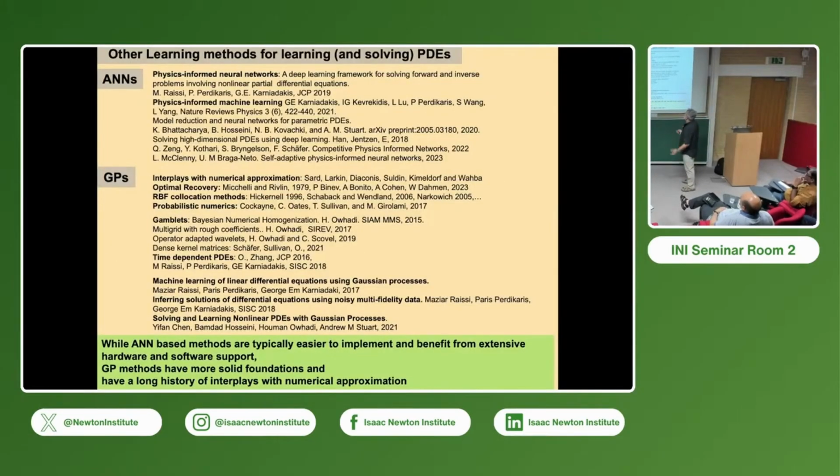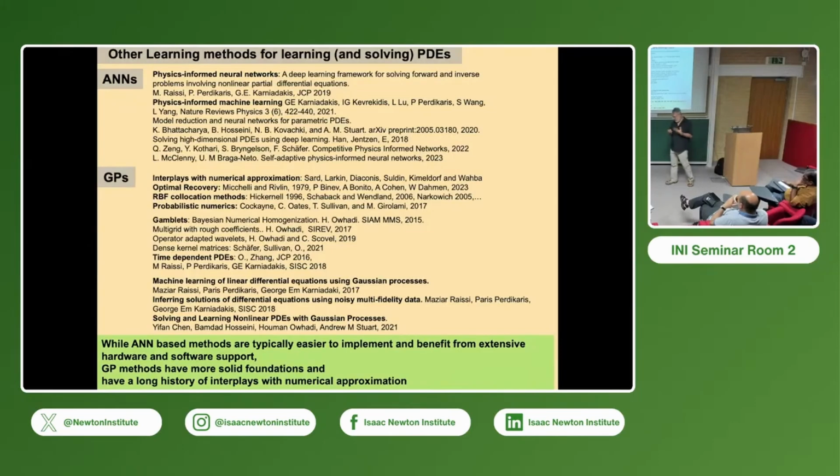Now, other methods for learning and possibly solving PDEs include methods based on neural networks, and PINNs is a prototypical example of these methods. And here we're going to focus on Gaussian processes because while neural network-based methods are typically easier to implement and they benefit from extensive hardware and software support, these Gaussian process methods have more solid foundations, and they have a long history of interplay with numerical approximation.